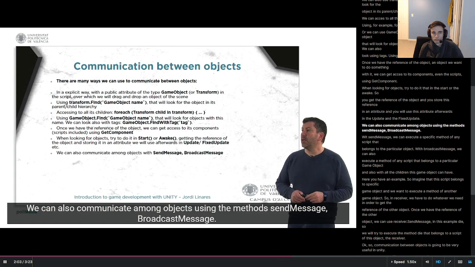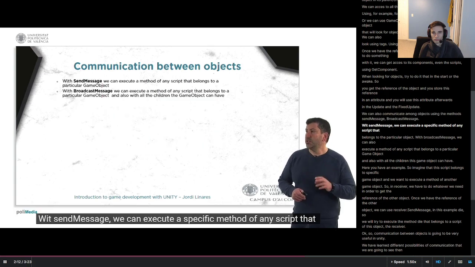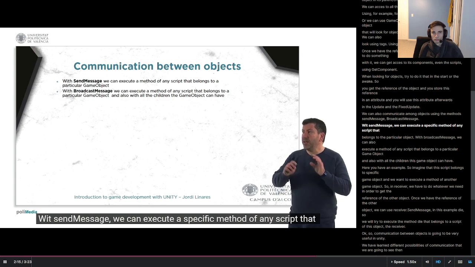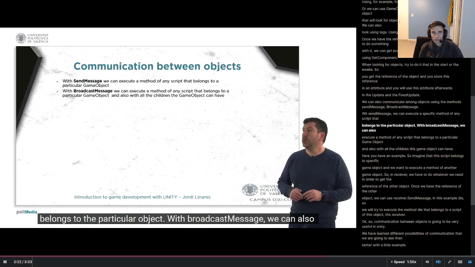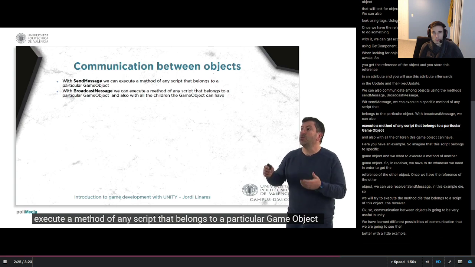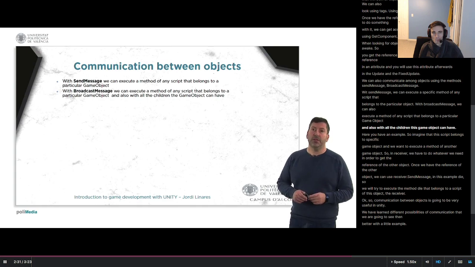We can also communicate among objects using the methods sendMessage and broadcastMessage. With sendMessage, we can execute a specific method of any script that belongs to the particular object. With broadcastMessage, we can also execute a method of any script that belongs to a particular game object, and also to all the children this game object can have. Here you have an example.